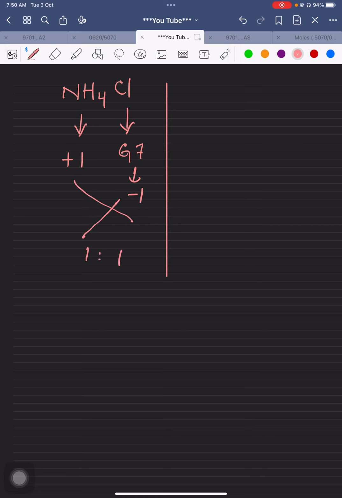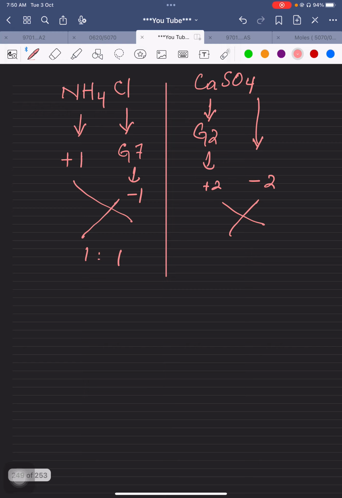All right. Now I'm saying calcium sulfate. So calcium is a part of group number 2. It has a charge of +2, whereas sulfate is a radical. It has a charge of -2. 2 is to 2 means 1 is to 1. All right. You may write 2 is to 2 first and then 1 is to 1. All right. Then there can be another example.